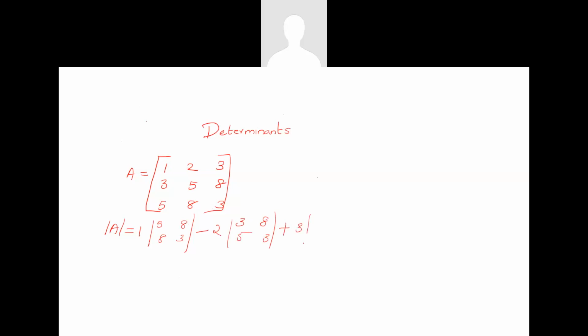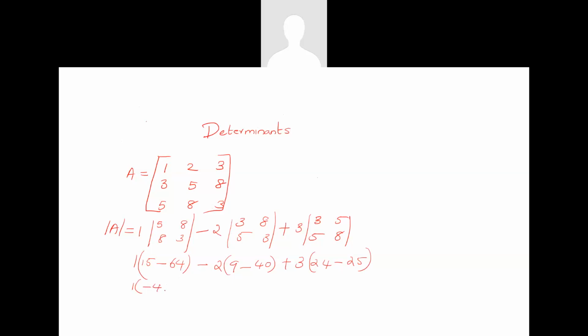Then plus 3 into, again, it is located in the first row, third column. So you ignore that first row and third column, and form the submatrix 3, 5, 5, 8. Again compute its determinant. Now what can you do? 1 into, what is the determinant value? 5 into 3, that is 15, minus 8 into 8, 64, minus 2 into, again you compute its determinant, that is 9 minus 5 into 8, 40, plus 3 into, again calculate its determinant, 24 minus 25. So that can be written as 1 into what is 15 minus 64?